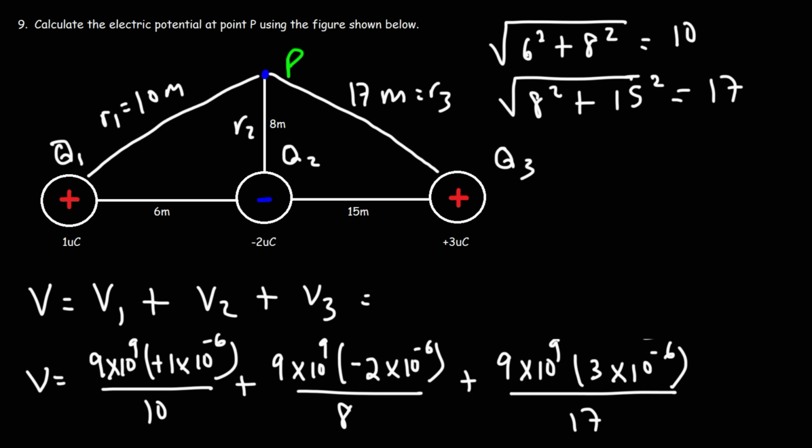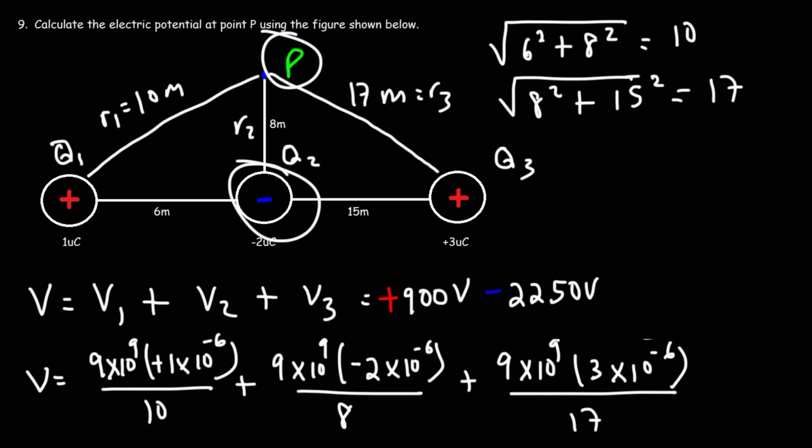So let's do this one step at a time. Let's get V1 first. That's 9 times 10 to the 9 times 1 times 10 to the negative 6 divided by 10. So V1 is positive 900 volts. The electric potential created by V1 at point P is positive because it comes from a positive charge. V2 is going to be 9 times 10 to the 9 times negative 2 times 10 to the minus 6 divided by 8. So for V2, it's going to be negative 2250 volts because it comes from a negative charge.